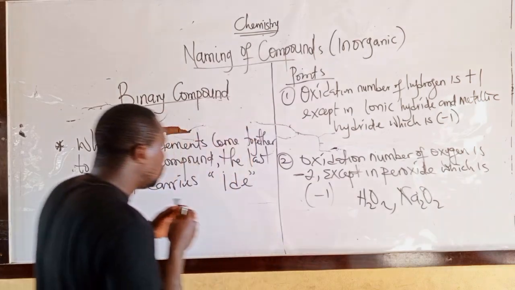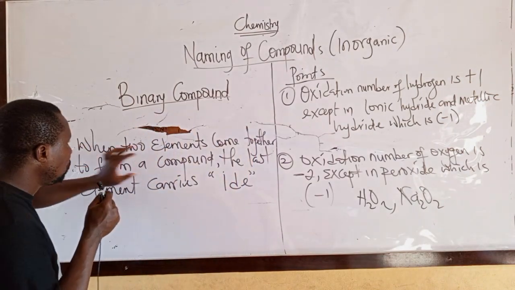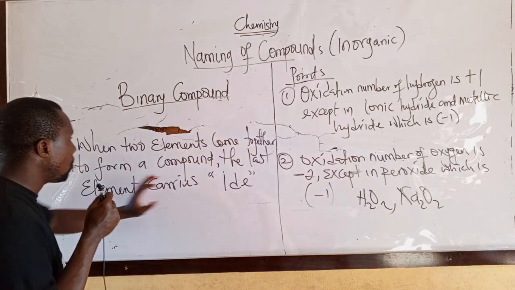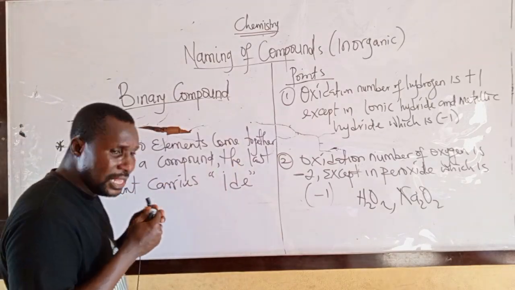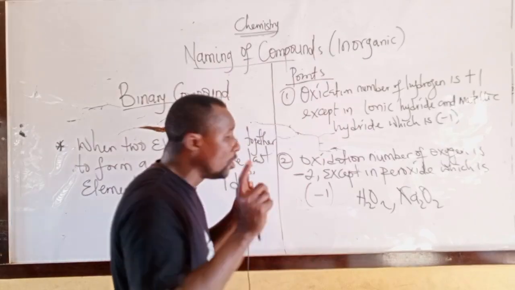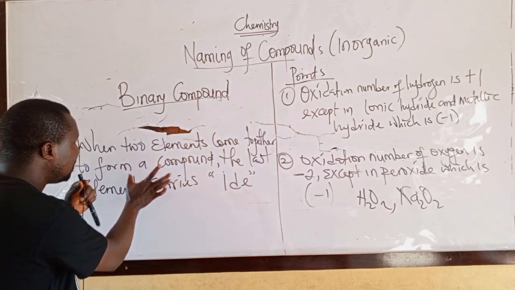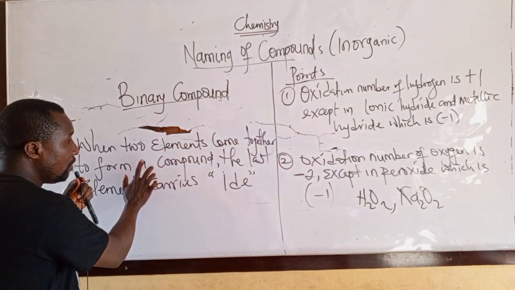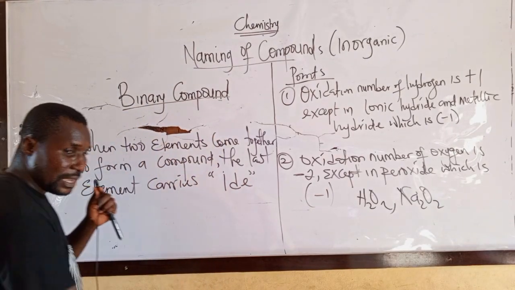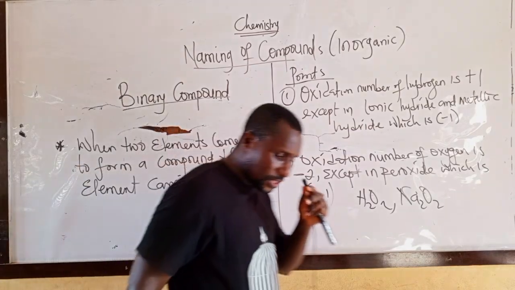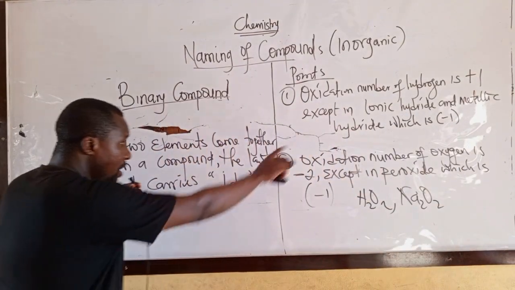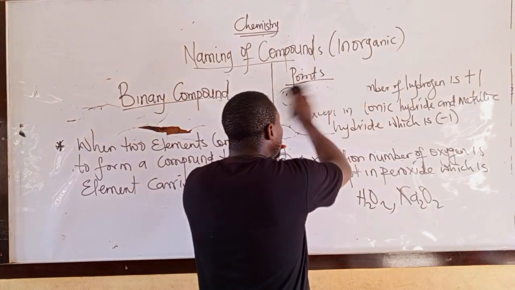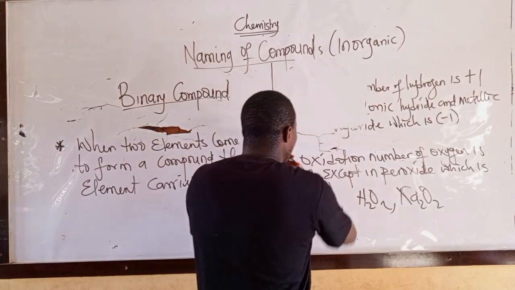And look at this rule. I said when two elements combine to form a compound, the last element carries -IDE. Take note of this. Another thing you must know: please, you can pause the video and write out this rule, because I want to give you something else. Now, let me run this one off.